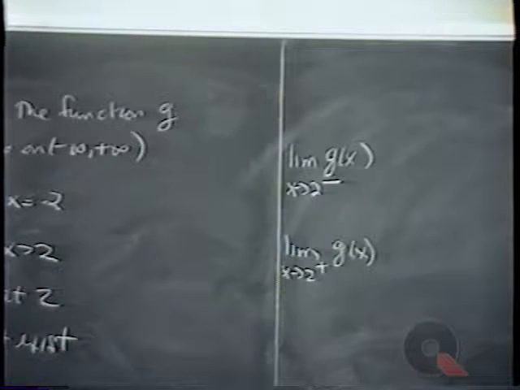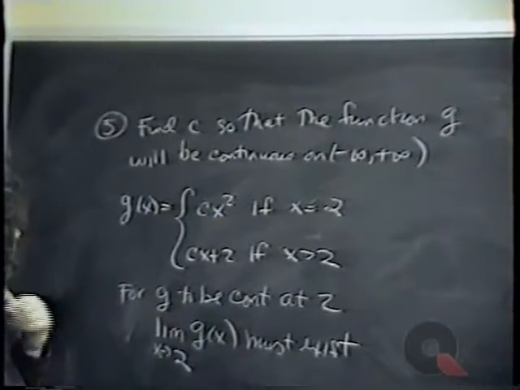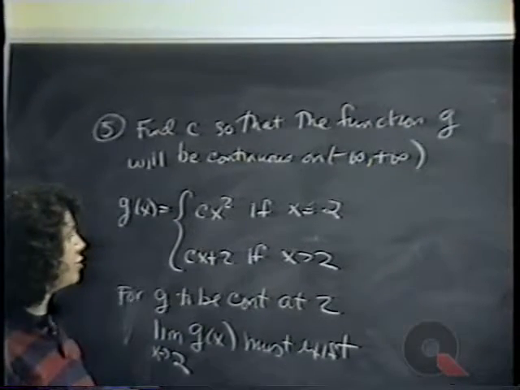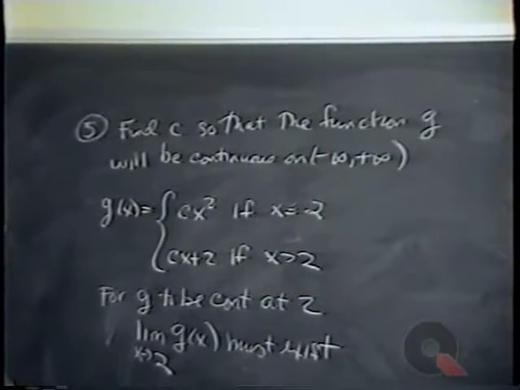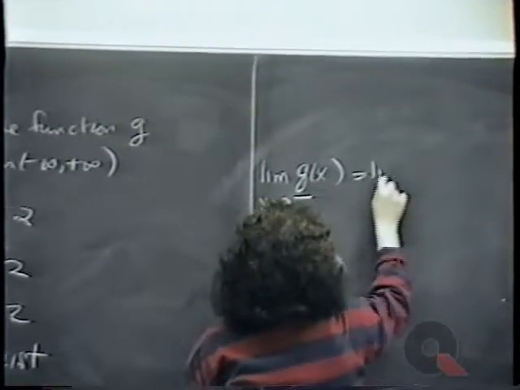Okay, that'll make sure that the limit exists. And then we'll worry about if it's defined at 2. I've jumped right to the second condition of continuity. We'll worry about the first one after we determine what c is. Okay, the limit as x approaches 2 from the left.